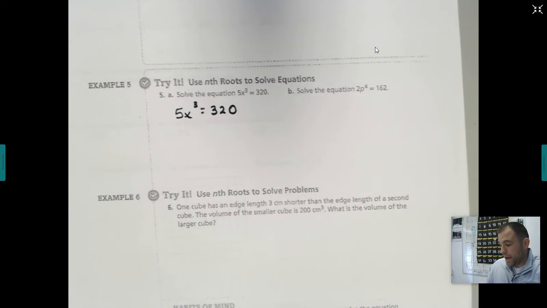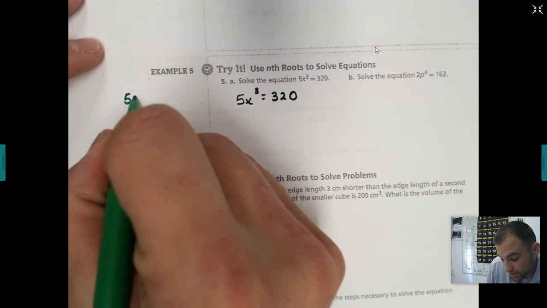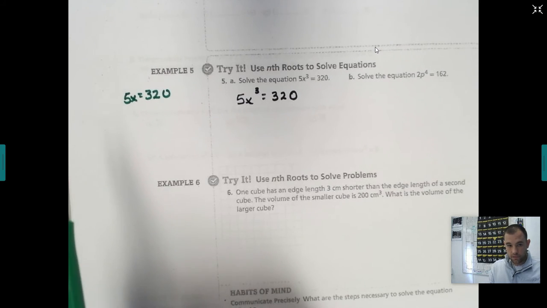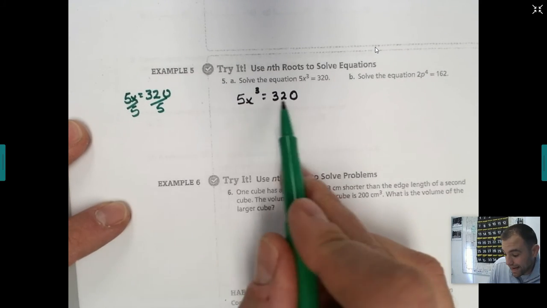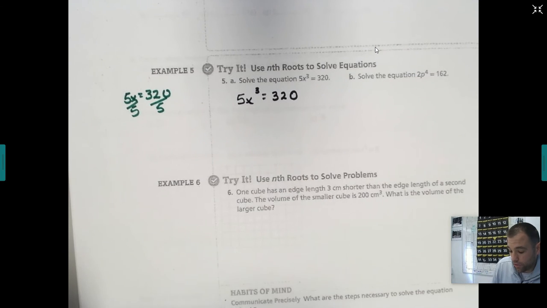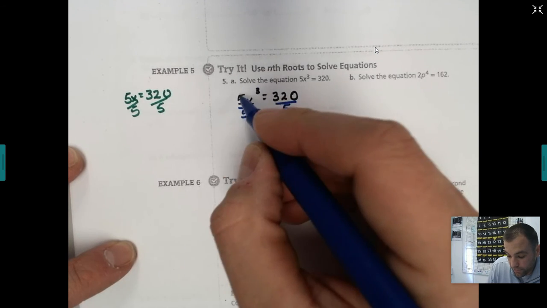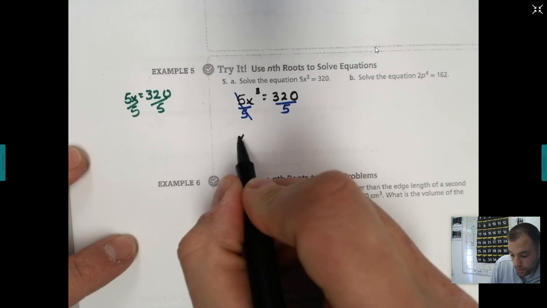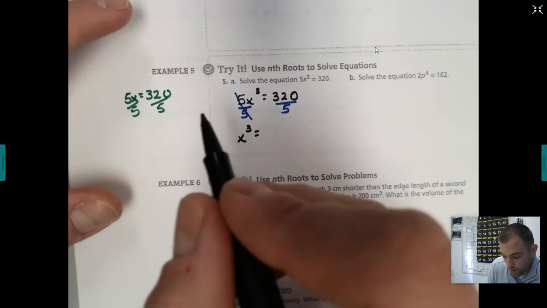Now, think back to your Algebra 1 days. If I gave you a problem that just said 5x equaled 320, I bet you could solve that, right? You would divide by 5. We're going to do the exact same thing here. Don't let the x to the third freak you out. We're going to do the same steps. So first, I'm going to divide by 5. The 5s would cancel. So I'm left with x to the third equals 64.